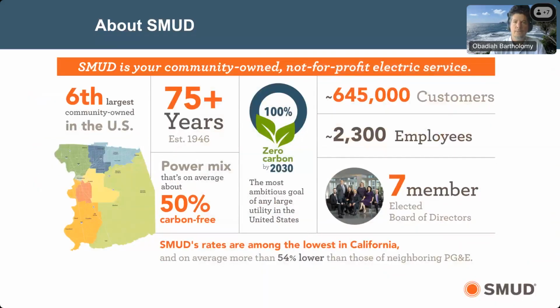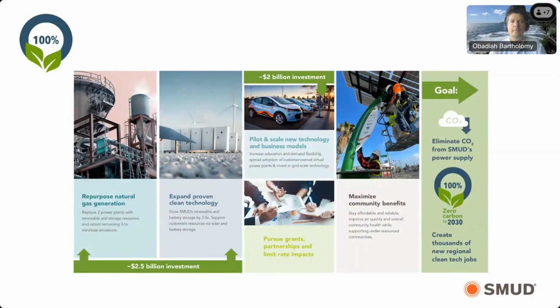So just a quick snapshot of SMUD. We've got about 645,000 customers, a population of about 1.5 million people, a public power utility in this central region of California. We, in 2021, adopted a zero carbon plan. There were 4 primary pillars of that plan. The first pillar was repurposing our natural gas generation. We've got about 1,000 megawatts of natural gas that we're looking to retire some of and replace with renewables and storage, and then retool some of those plants as well to operate in a more flexible manner.